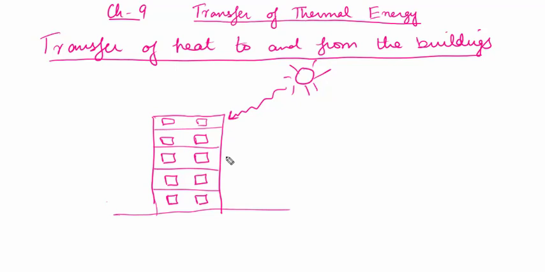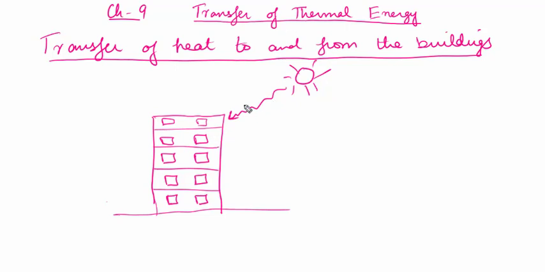So the electrons transfer the kinetic energy to their neighboring electrons, and in this way the structure of the building will become hot. When the structure of the building becomes hot, the inside air will become hot due to the process of convection. In this way, the heat will transfer into the building. Now at night time, because there will be no sun, the heat that is trapped inside the building will leave the building, and the building will become cool again. So this is the normal process of transfer of heat to and from the building.